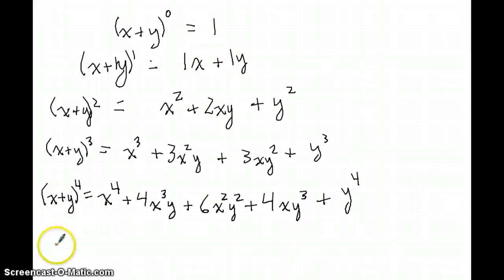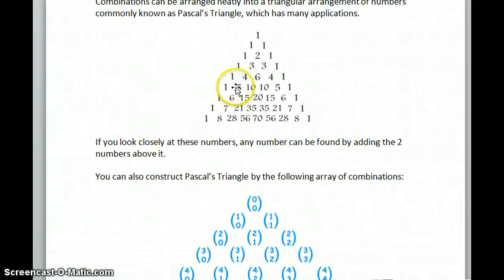If I was going to do x plus y to the fifth power, that would be x to the fifth plus 5x y to the fourth plus 10x squared y cubed plus 10x cubed y squared plus 5x y to the fourth plus 1 y to the fifth. And that pattern will continue.